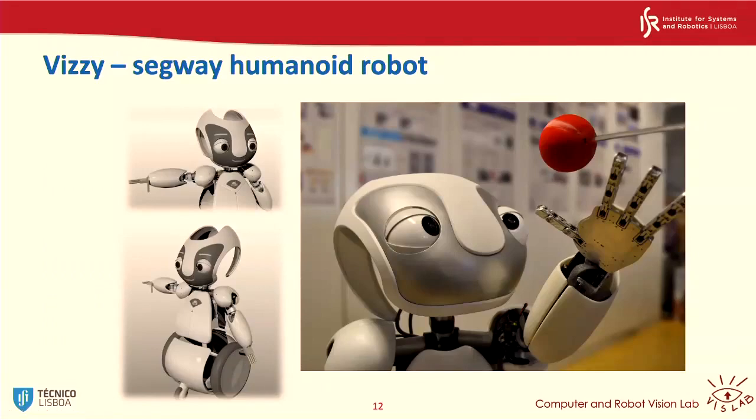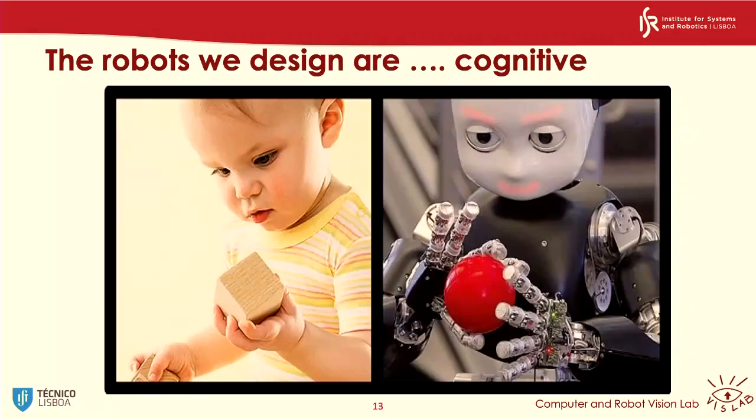Then we also built, more or less we started at that time, this robot. It's not totally, we call it a Segway. We don't have legs, we have wheels. So we built this guy in Lisbon in the lab, and we use it for social interaction.